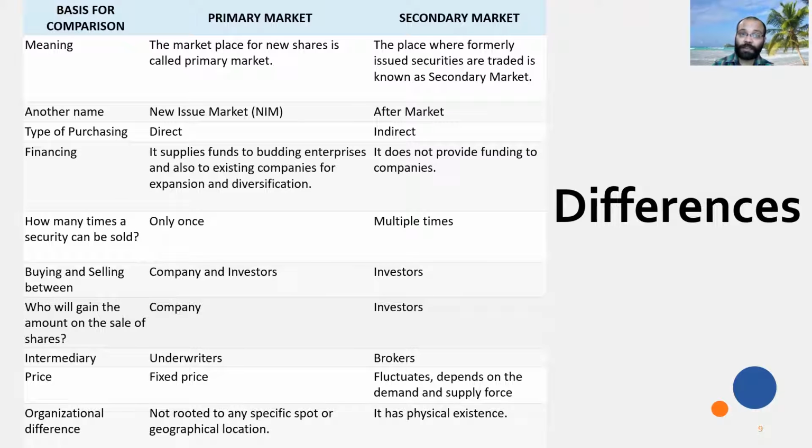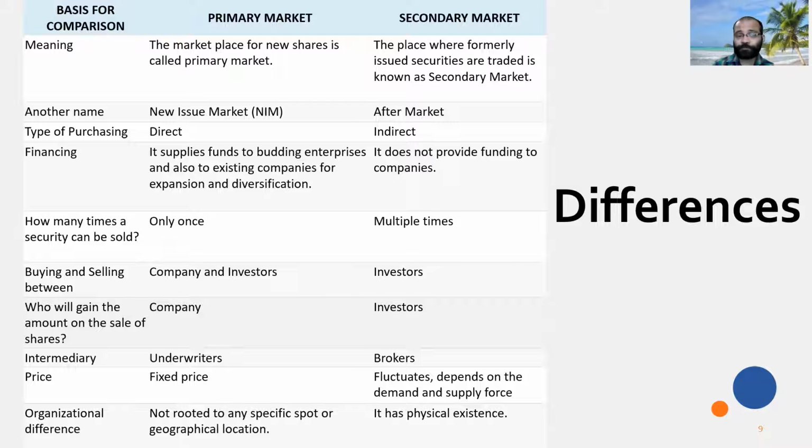Intermediary is underwriters in primary market. Intermediaries would be the brokers and sub-brokers in case of the secondary market. In case of the price, the primary market has a fixed price, but in case of secondary market, the price fluctuates. That's why there are more speculative gains happening here, depending on the market conditions, be it the demand or the supply forces.